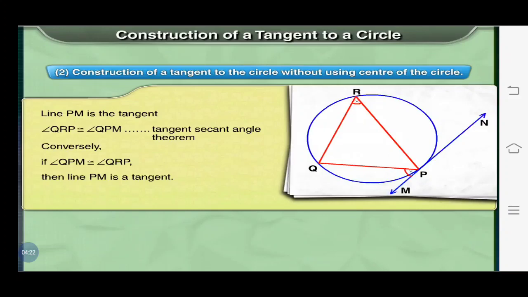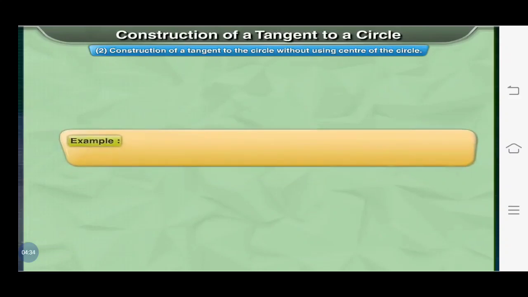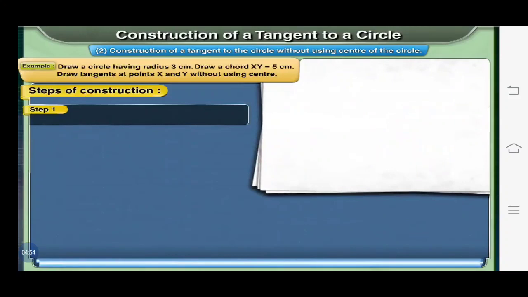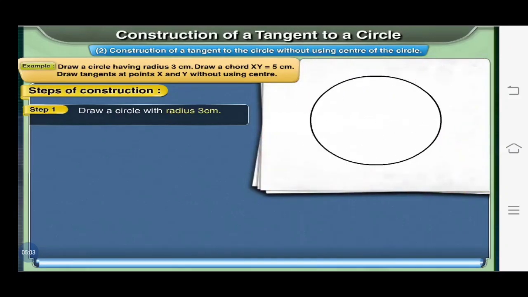Now let us construct a tangent without using the center of the circle. Example. Draw a circle having radius 3 centimeter. Draw a chord XY equal to 5 centimeter. Draw tangents at points X and Y without using the center. Construction. Step 1. Draw a circle with radius 3 centimeter. Draw a chord XY of length 5 centimeter.